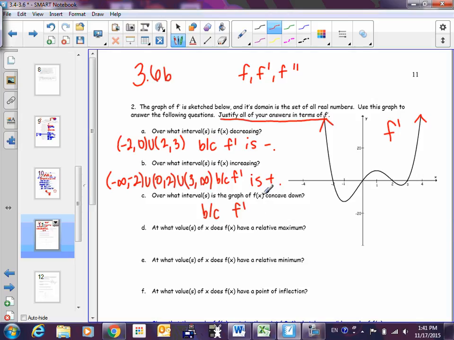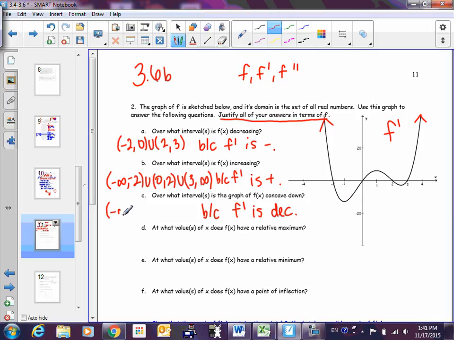So then on part C, it's talking about f being concave down. Now typically our justification for concavity has to do with the second derivative being negative for concave down. But if the justification has to be in terms of f prime, what would we say? F prime is decreasing. Very good. So this is where we would look for where this graph is decreasing, because where this graph, f prime, is decreasing, the graph of f, which is not shown here, would be concave down.